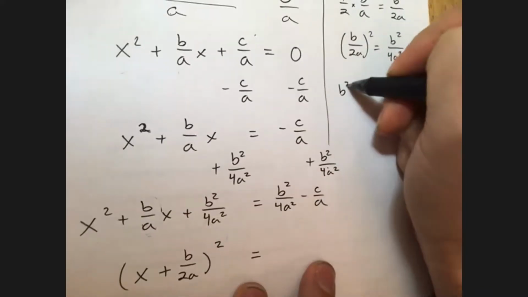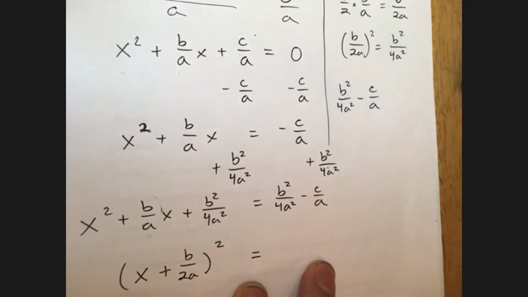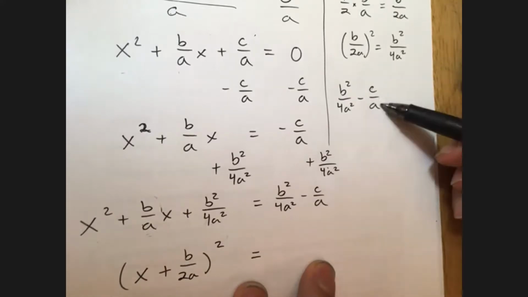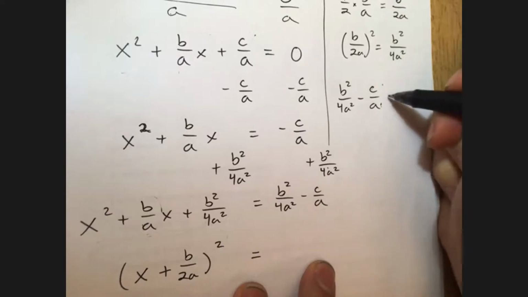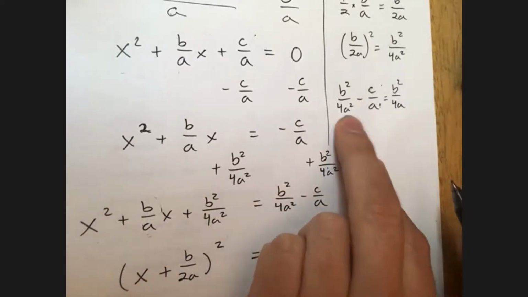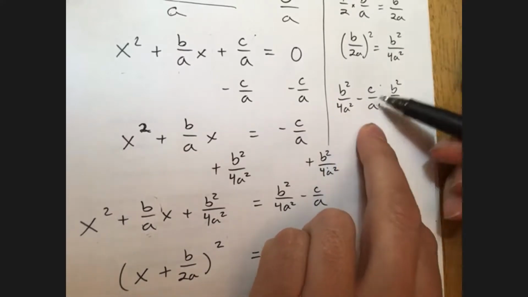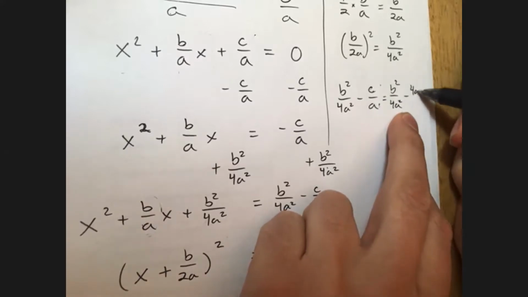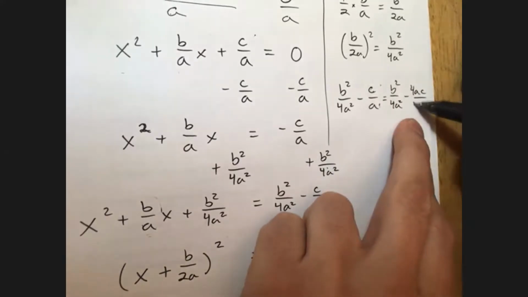I want b squared over 4a squared minus c over a. Well, I need to get a 4a squared in the denominator. So what I'll do is I'll multiply the numerator and denominator by 4a. So I'm leaving the left fraction the same, b squared over 4a squared. I'm multiplying this one by 4a. So I get 4ac, and in the bottom I get 4a squared.